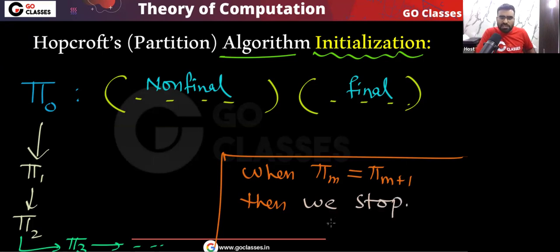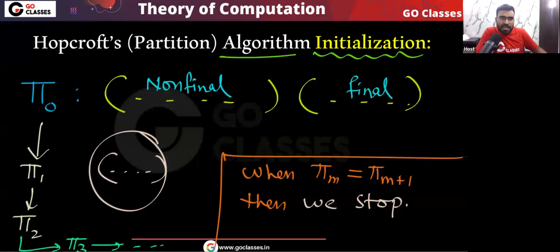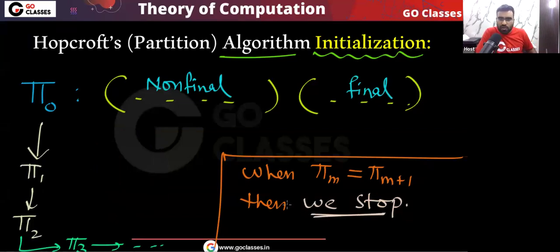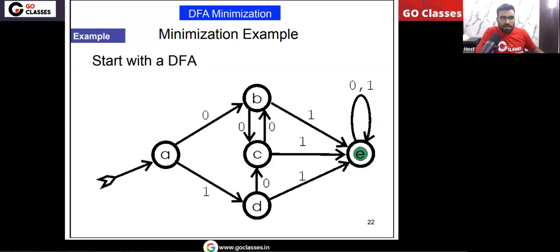Okay, and when you stop this algorithm, then all the states that are together, they are equivalent. All the states which will be in the same group, they will be mergeable. You can merge them. So the algorithm will stop when pi m equals pi m plus 1. With an example this will become very clear. Right now you might be having some confusion, don't worry. Let's take a lot of examples.